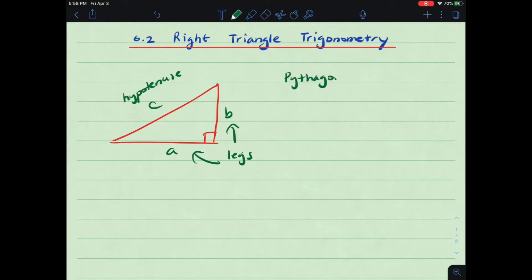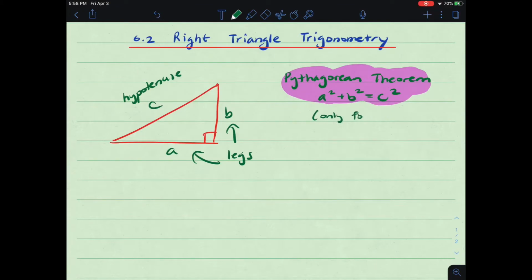Do you guys remember the Pythagorean theorem? This is a theorem that you've seen before, right? And it tells you the relationship between the sides of a right triangle, right? Anytime you have a right triangle, we know that the sides of the triangle will satisfy this equation. Make sure you don't forget this. This is going to be a very useful theorem today. And the one thing to note is that you only use this when you're dealing with a right triangle, okay? So just keep that in mind.